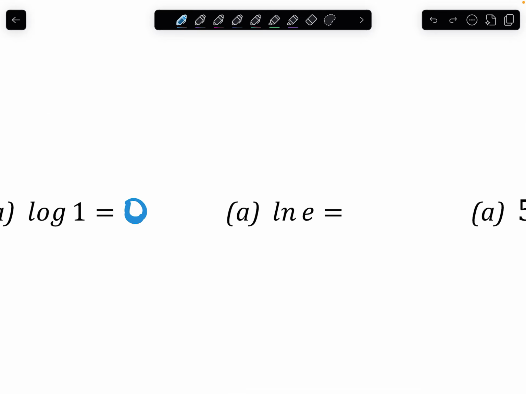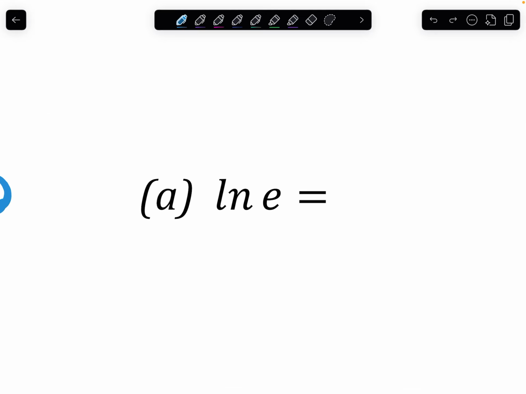And then next one, natural log of e. Remember, natural log is base e. If it helps, put an e there. The base of the log is e. What's in the log is also e. So the answer is the exponent, and the exponent's a 1.